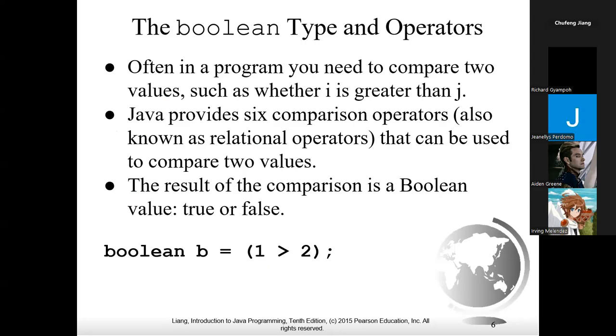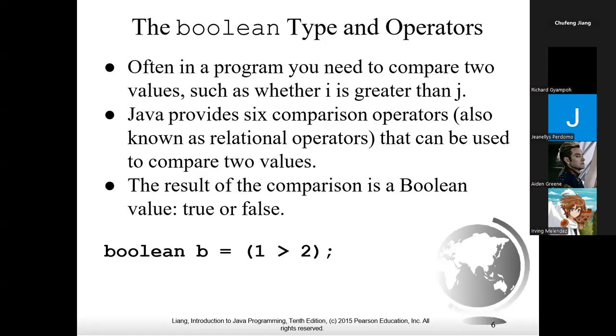And we talk something about Boolean expressions. So here we are going to talk about the Boolean type and operators first. Often in a program, you need to compare two values, such as whether i is greater than j or something else, or like whether today is Sunday is true or false. And Java provides 6 comparison operators, also known as relational operators, that can be used to compare two values. And the result of the comparison is a Boolean value.